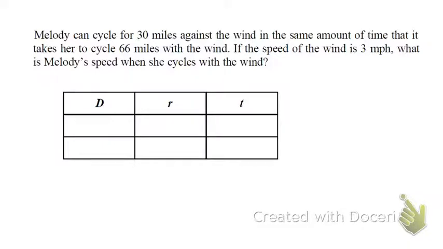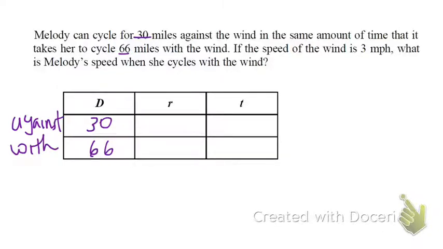Okay, so we have two things working here. She is cycling against the wind, so we'll make our top row against the wind and our bottom one with the wind. So we'll establish that. Okay, and then we can fill in the information. How far did she cycle against the wind? 30. And how many with the wind? 66. Okay, so we got those for distance.